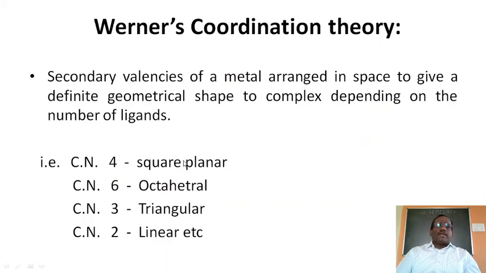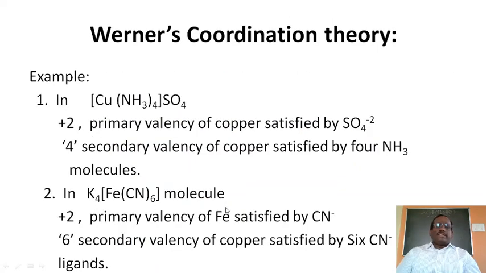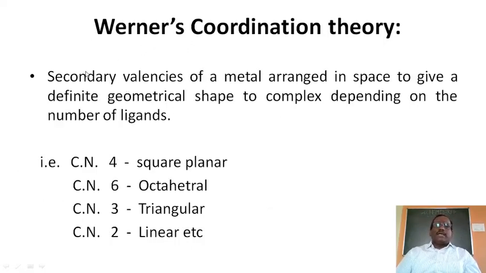Similarly, in the K4[Fe(CN)6] molecule, +2 is the primary valency of the iron, satisfied by CN-. Among these 6 cyanides, 2 cyanide ligands compensate the positive character of the iron +2. Similarly, the 6 secondary valency of the iron is satisfied by the 6 CN- ions. All 6 cyanide ligands bind with the central metal atom through 6 coordination bonds, which is the coordination bonding. So the 6 secondary valency is satisfied. Both the primary valency and secondary valency are satisfied.